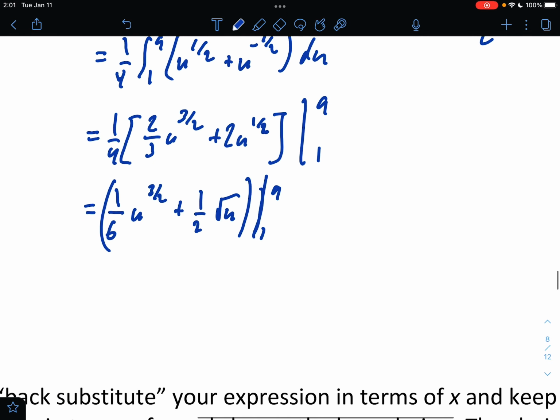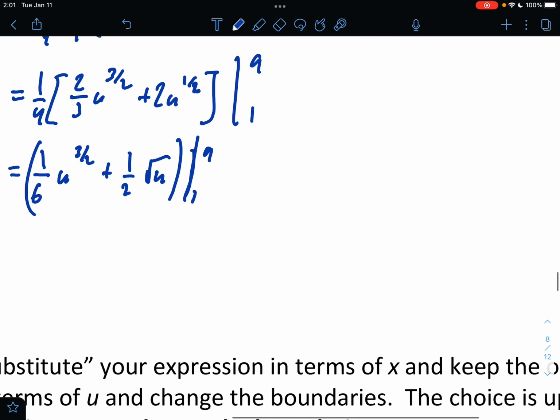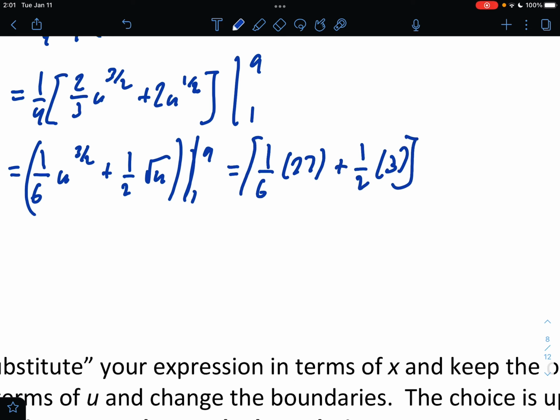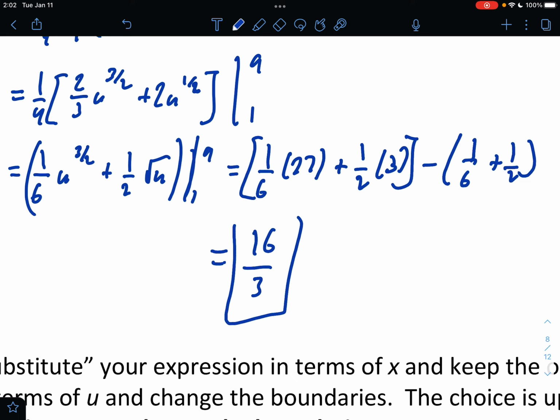All right, let's do some algebra. If you put 9 into there, you would get 1/6 times 9 to the 3/2, which would be 27, plus 1/2 root 9, which is 3, minus 1/6 plus 1/2. After a lot of algebraic manipulation, you should end up with 16 over 3 as your answer.